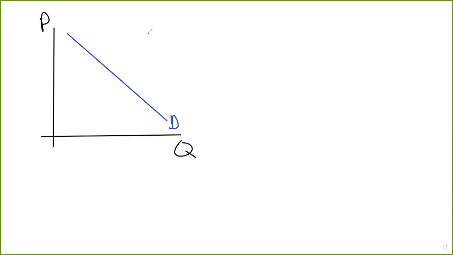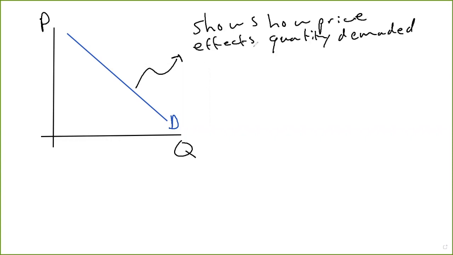Last time we developed the intuition behind demand and demand curves. And recall that the demand curve is a graphical representation that shows how price affects quantity demanded, with this caveat of all other things equal. Well, other things are not always equal.